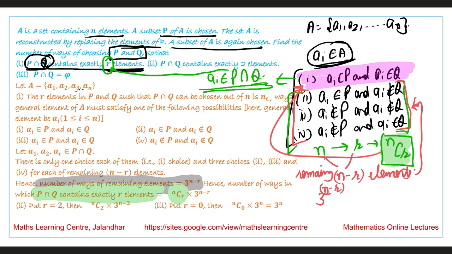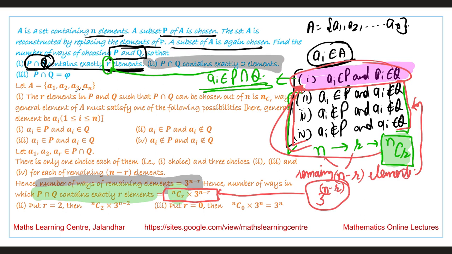These elements belong to this first case, and the remaining elements can belong to these 3 cases in 3 raised to the power n minus r ways. So the answer is nCr into 3 raised to the power n minus r. Now in the second part of this question, P intersection Q contains exactly 2 elements, so the value of r is given to be 2. Substituting r equal to 2, we obtain the answer as nC2 into 3 raised to the power n minus 2.